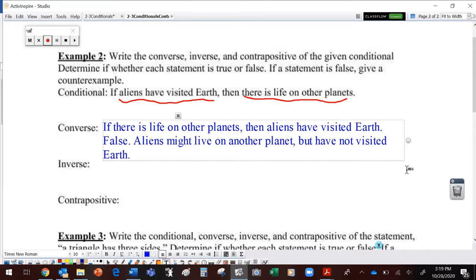Okay, and it's very possible that there could be life on other planets and we just don't know about it yet. Maybe they haven't created space travel. Maybe they're not even interested in Earth at all. So it's totally possible that aliens could live on another planet and have not visited Earth.